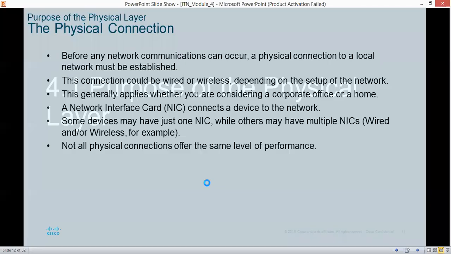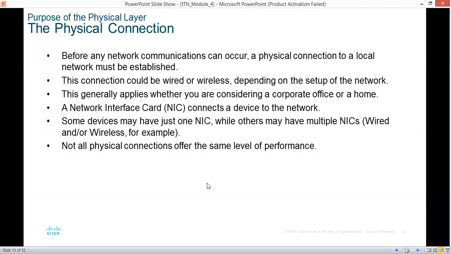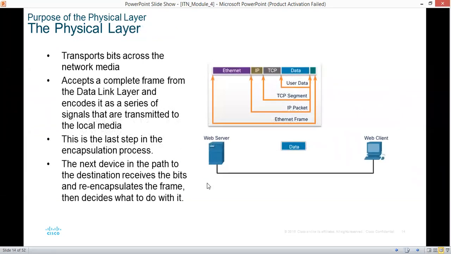The purpose of the physical layer: if you look at the OSI model, you agree with me that the physical layer is the cable, the hub. So hub is also an example of the physical layer. At that point, what you have is actually bits of zeros and ones that have been transmitted from one point to the other on the cable. So the physical layer transmits bits across the network media, accepting a complete frame from the data link layer. That is, above the physical layer is the data link layer, and this is the last step in the encapsulation process.